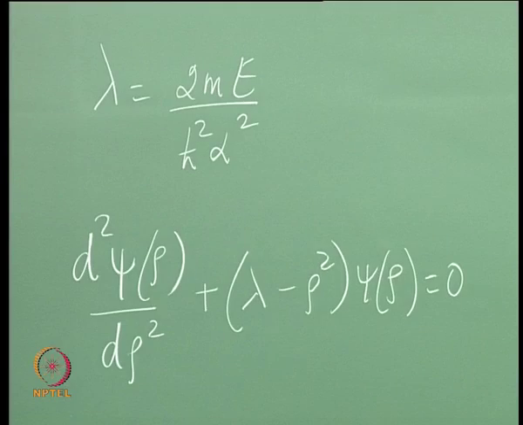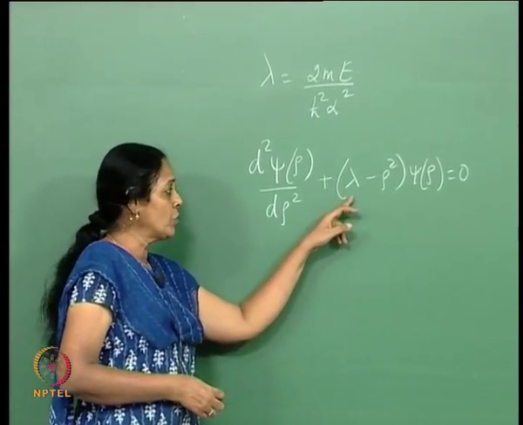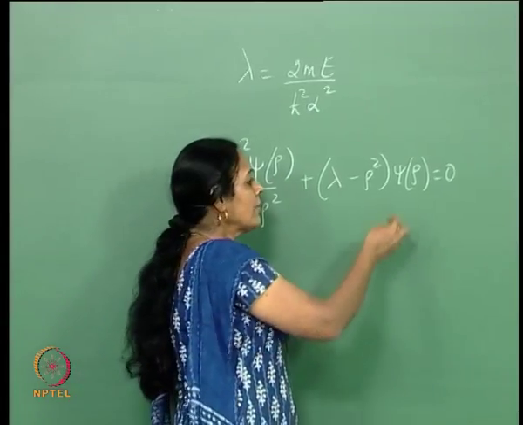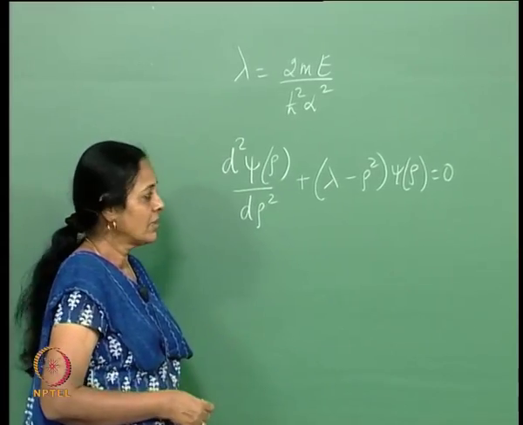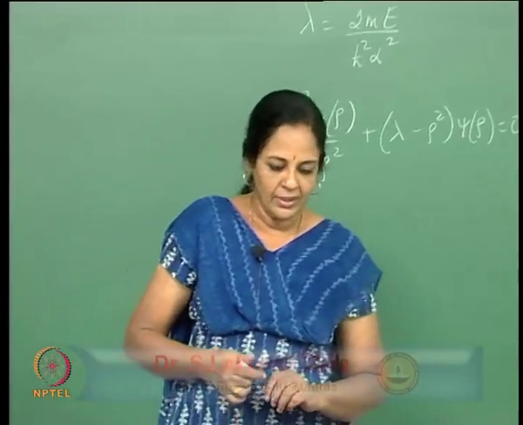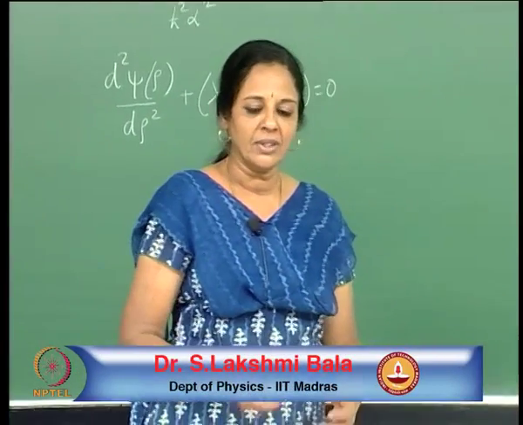So this is the equation that I have to solve, and the idea is to find out the values that lambda can take, and the possible admissible solutions psi of rho. This is the manner in which we will approach the problem, and it is a good place to stop. We will take it up from here in the next class.